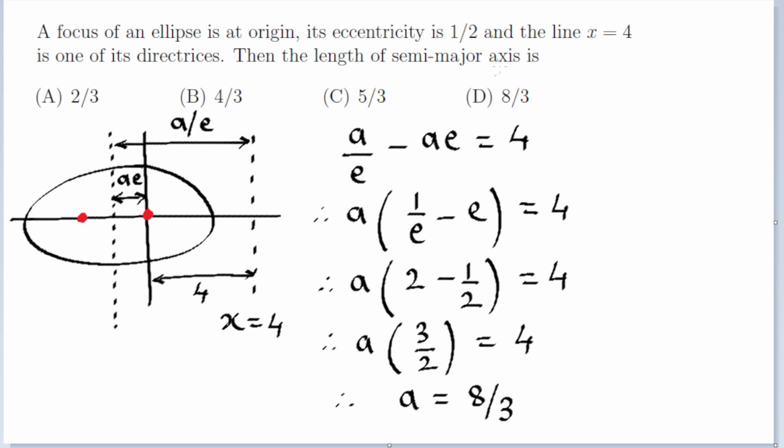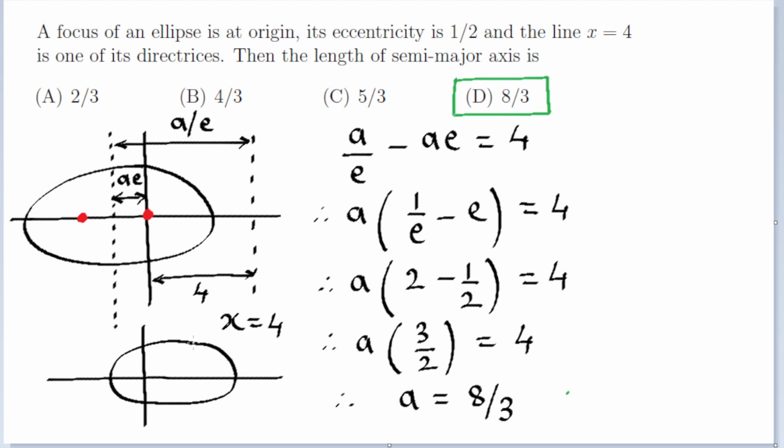Now here incidentally option D is the answer, so that is given to us, but we should know that there is another possibility also. So what it means is, if you don't see 8 by 3 in the options, then you have to try the second possibility, that is we have to redraw the figure and consider that origin is at the focus which is on the left side. So the figure would now look like this, right? And then you will have to again draw the line x equal to 4 and do the calculation. So that is how we solve this question. Let us move on to the next question now.